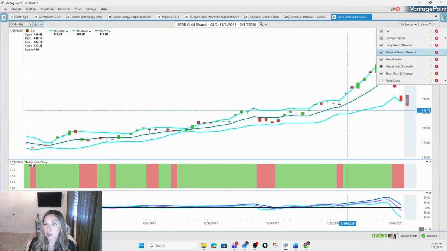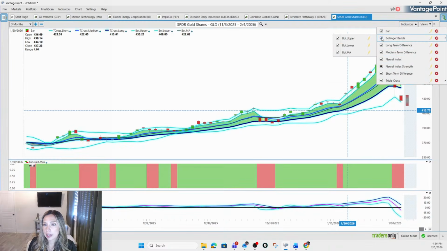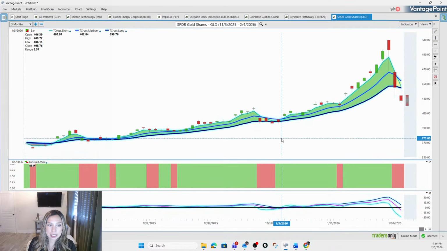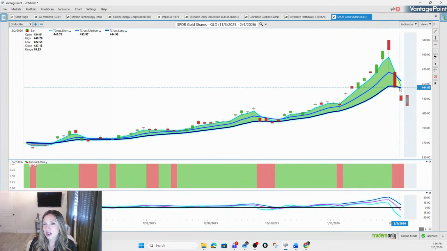So I'm going to add on the triple cross again so we can see the difference here between those moving averages. And of course our Bollinger Band is also a predictive Bollinger Band. So you've got a predictive simple moving average, and then the 18-day here is the predictive exponential moving average 18-day here. Now we reverted back.